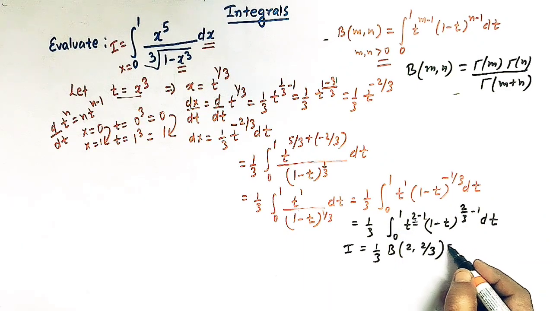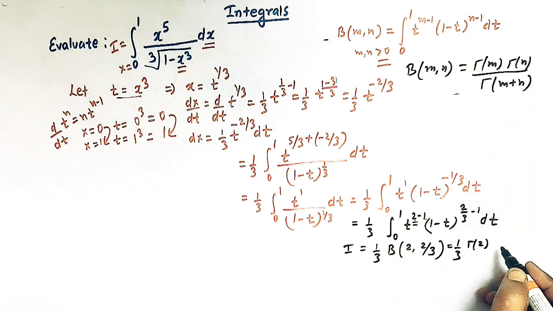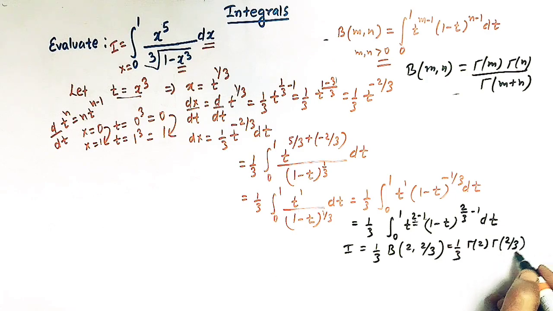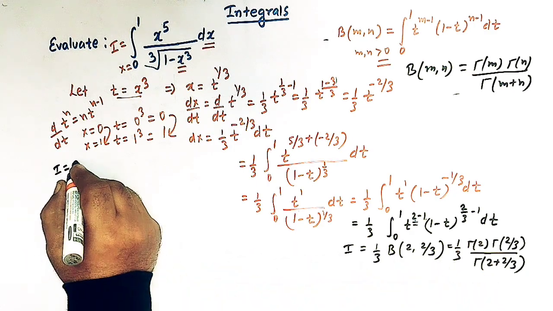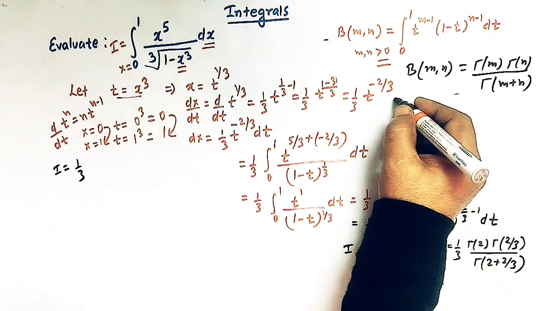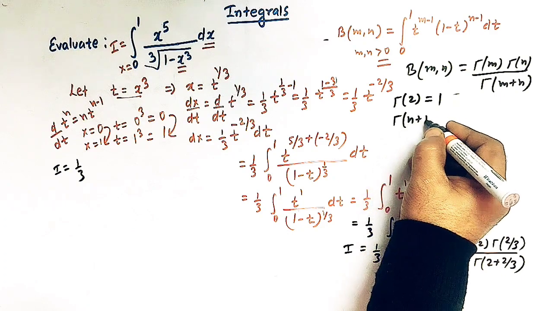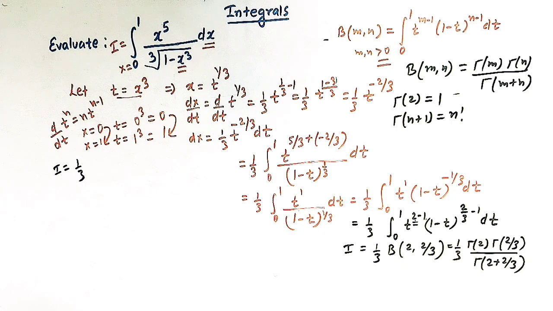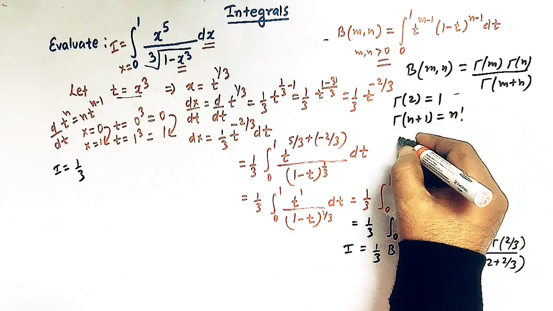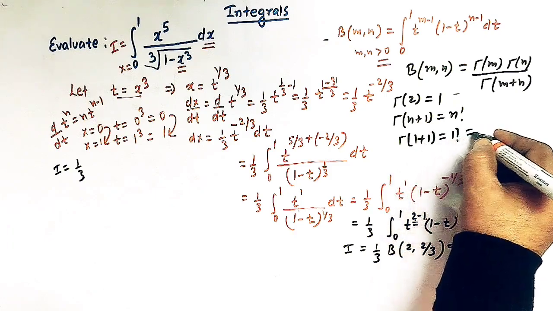Now we can write here 1 over 3, and using this result we have gamma 2, then gamma 2 over 3 divided by gamma 2 plus 2 by 3. So the value of the integral I can now be written as 1 over 3. Now gamma 2 is given by simply 1, because we know that gamma n plus 1 is equal to n factorial, where n is a positive integer, right? So gamma 2 can be written as 1 plus 1, that is equal to 1 factorial, that is simply 1.